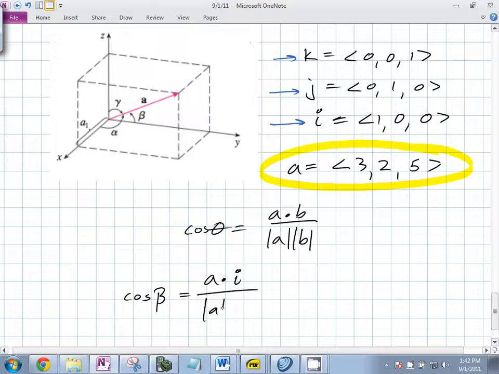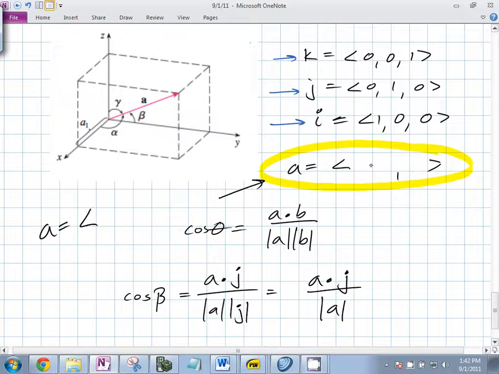A. Oh, we wanted J. I'm sorry. Thank you very much. A dot J over the magnitude of A, correct? What is the magnitude of J? 1. So we have A dot J over the magnitude of A. If we wanted to generalize A, we'll call its components A1, A2, and A3. If you multiply a vector A times the J vector, what are you just left with? A2 over the magnitude of A.